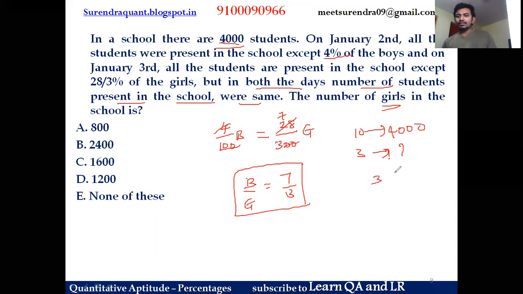How do you do this? So this is 4 into 3 into 4,000 by 10. So 0 gets cancelled. 400 3s are, so 1,200 girls are there, and that is option D.